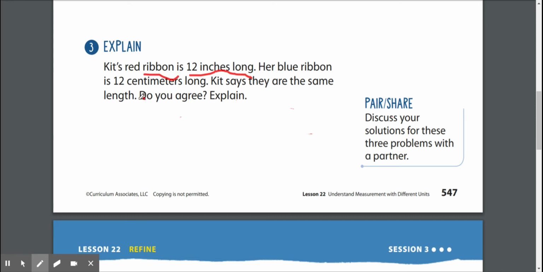Her blue ribbon is 12 centimeters. Well, now I have a different color. Her blue ribbon is 12 centimeters. There's another unit of measure. So we have inches and we have centimeters.